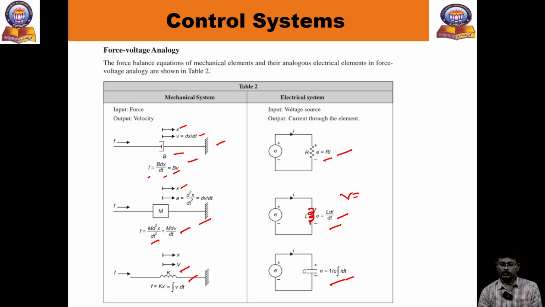There are two analogies, force voltage and force current. Now we are considering only force voltage. In the force voltage analogy, the dashpot is equal to the resistor, the mass is equal to the inductor, and the spring is equal to the capacitor. So this is the difference. These are the force voltage analogy.